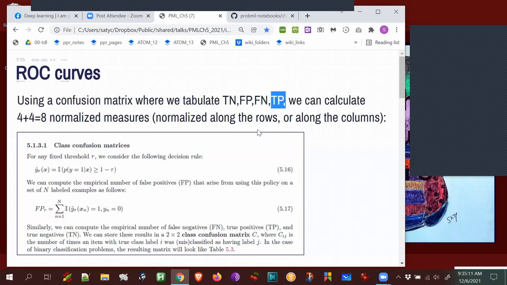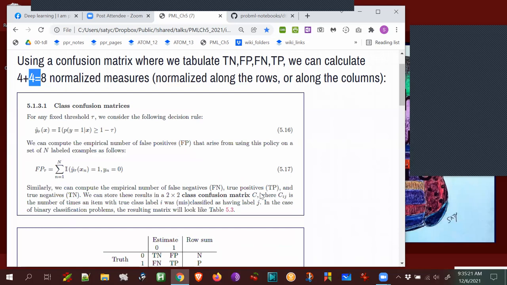Likewise, you can also subtract vertically. So you're going to get four values horizontally, meaning the confusion matrix, four values. Confusion matrix, four other values. So eight normalized values. We're going to do that pretty soon, and then use those to plot the ROC curve and also the precision recall curve.